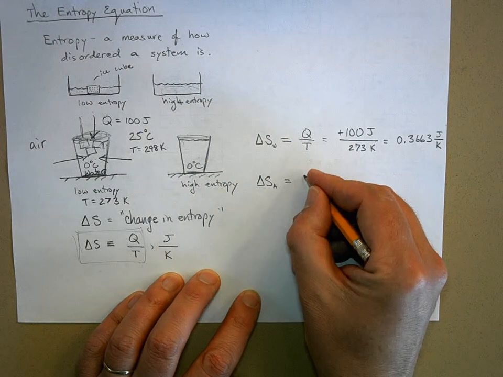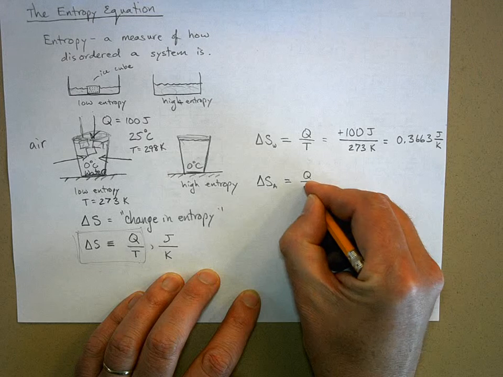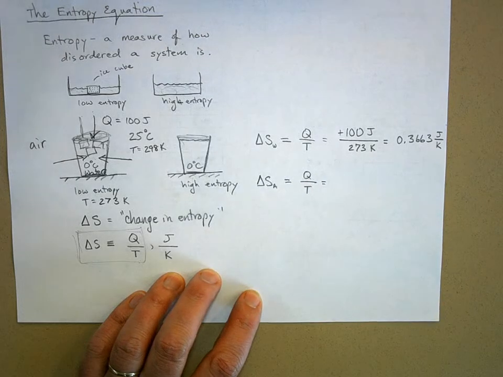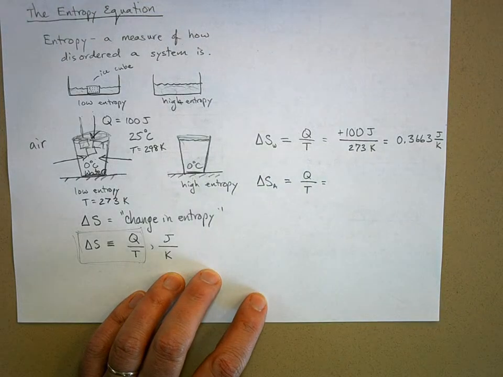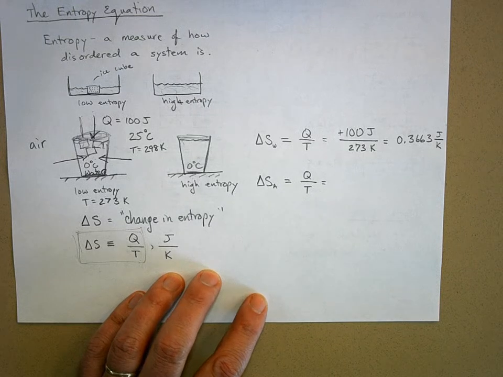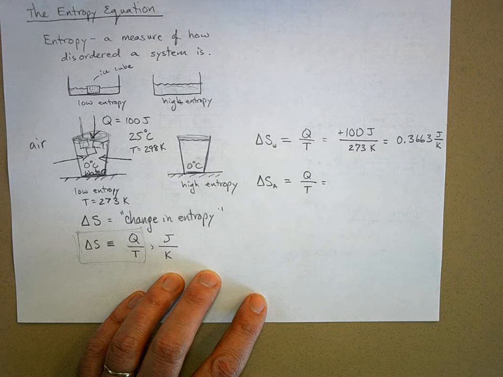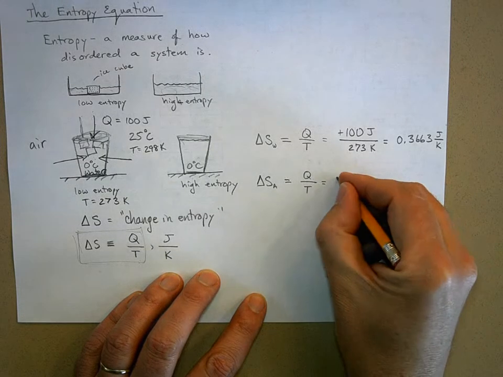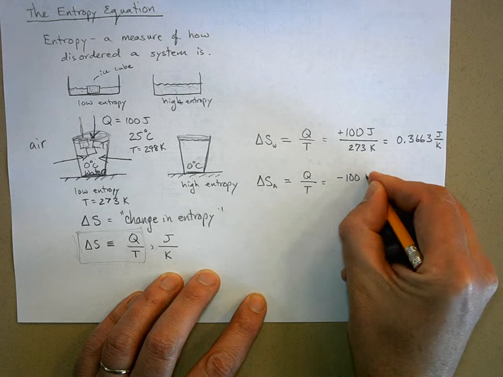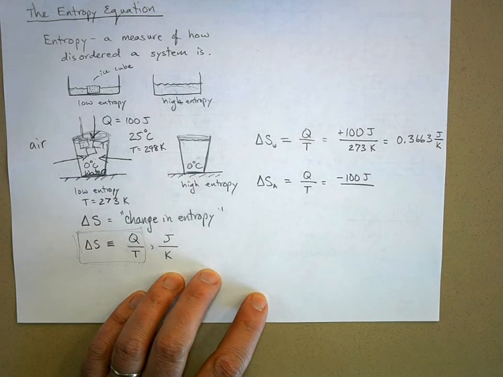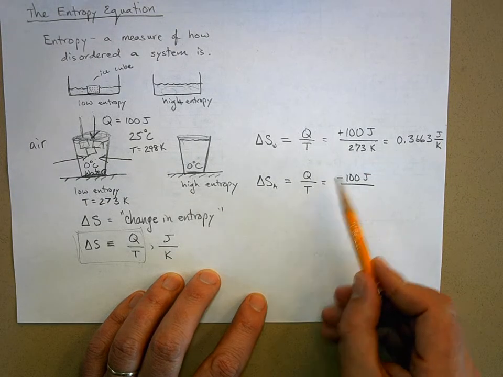Q over T. But what's true about the energy or the heat transferred from the air? It lost 100 joules, right? The air in the environment lost 100 joules of energy. Negative 100 joules. It lost 100 joules of energy.